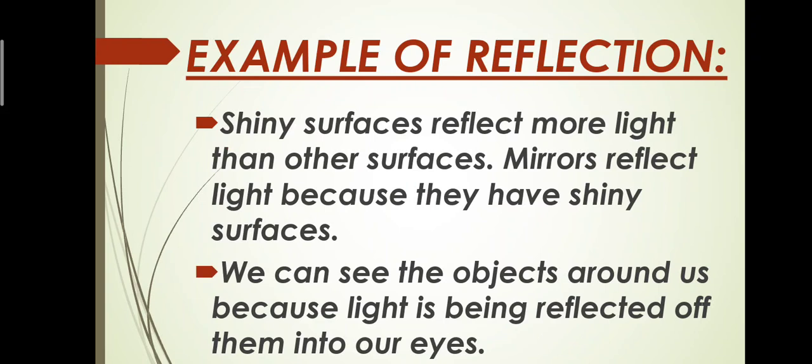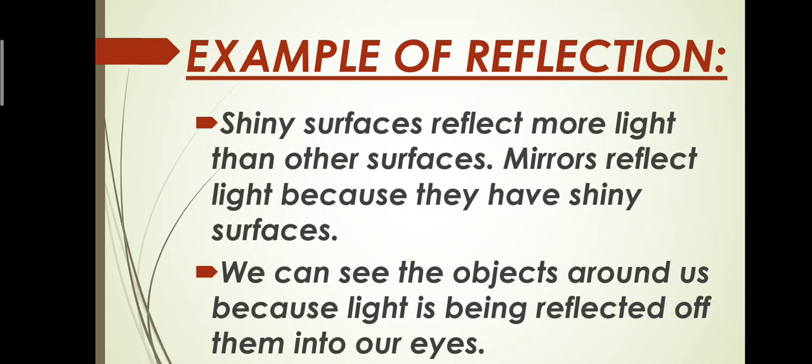Now, examples of reflection. What type of surfaces can reflect light, or when a surface cannot reflect light, how are you able to see things? The shiny surfaces reflect more light than other surfaces. For example, mirrors reflect light because they have shiny surfaces. Most of the mirrors are made of glass which has been painted silver on one side.